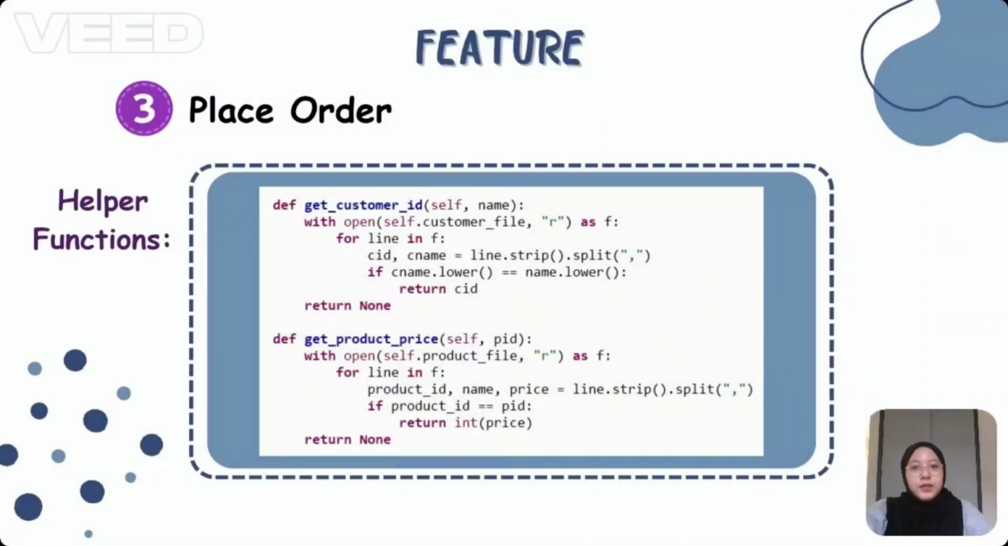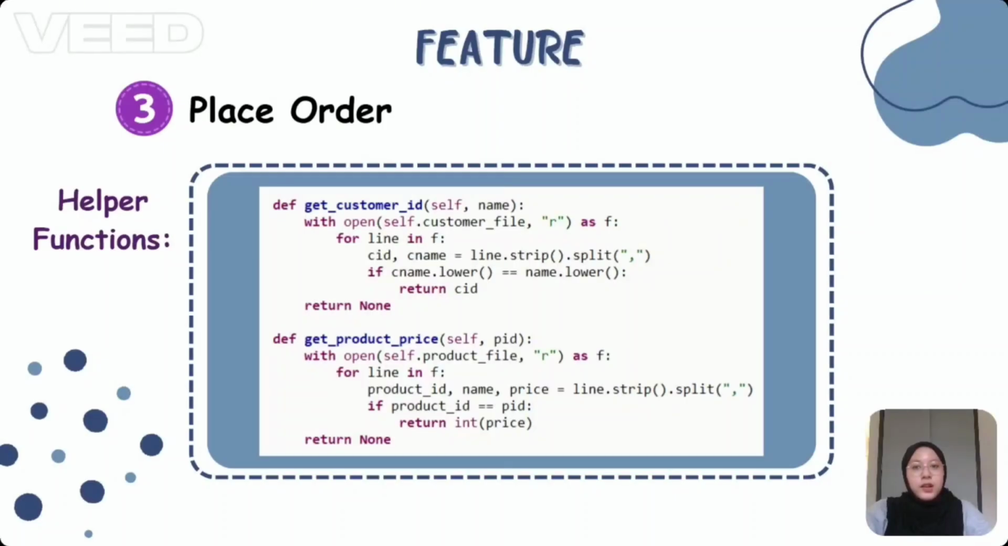In this feature, the system supports placing an order by retrieving key information needed to process it. To do this efficiently, we use two helper functions. The first one is get_customer_id and the second one is get_product_price.